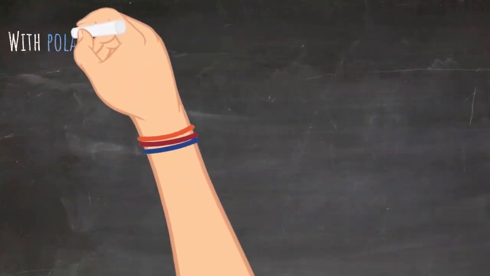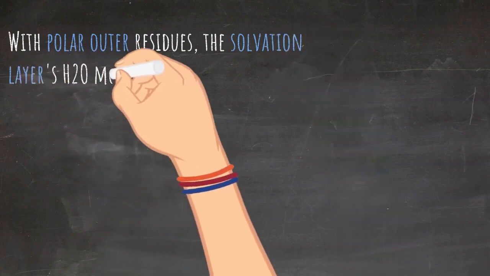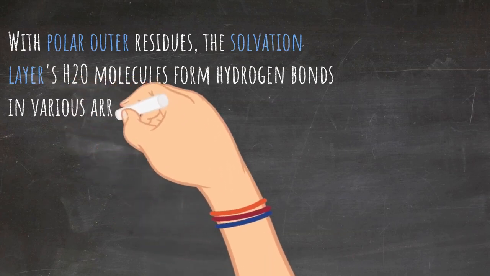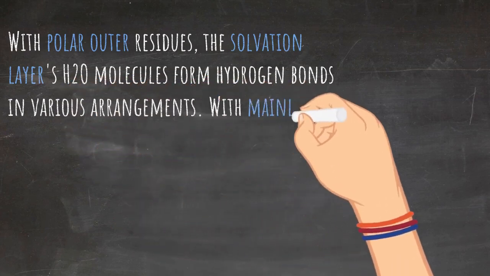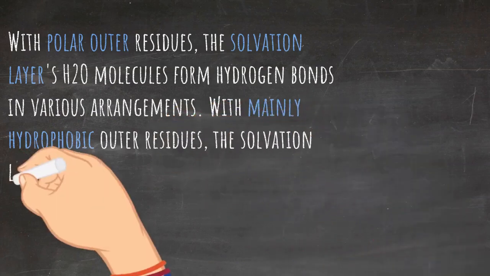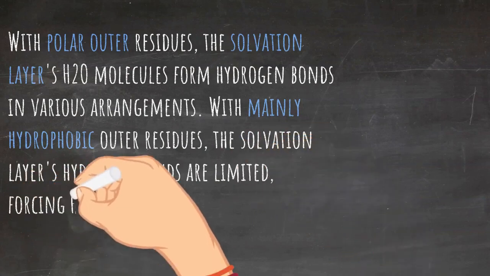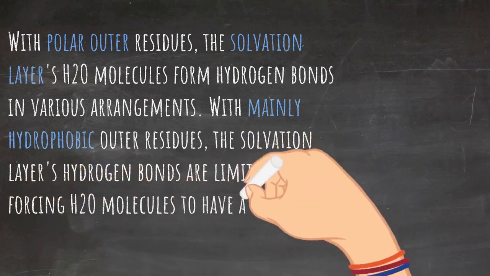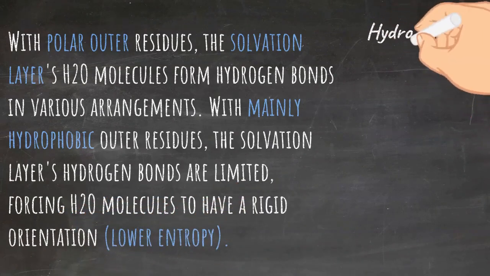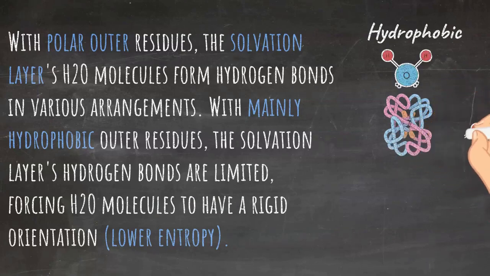So I'm just going to go into a bit more detail about the differences when the outer protein residues are polar versus when they are hydrophobic. When these outer protein residues are polar, the water molecules in the solvation layer can easily form hydrogen bonds in different arrangements. So the water molecules will be in all these different arrangements surrounding the proteins. However, if the outer layer of the protein is comprised of mainly hydrophobic residues, the number of hydrogen bonds that can form is extremely limited.